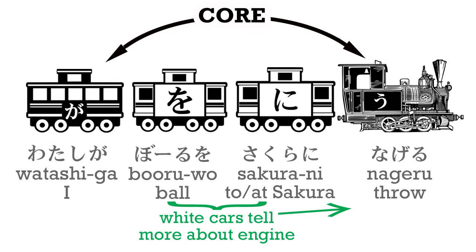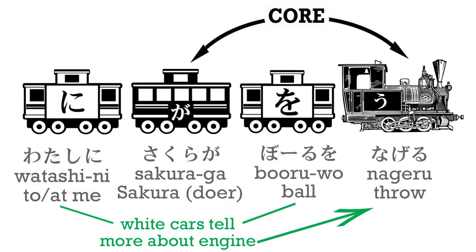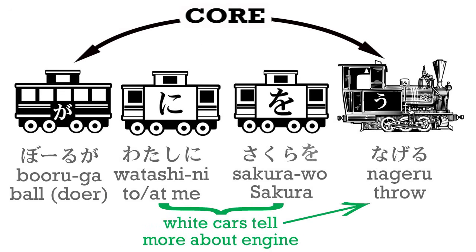And it's very important to note here that it is the logical particles ga, o, and ni that tell us what is happening. The order of the words doesn't really matter the way it does in English. What matters is the logical particles. So if I say, watashi ni Sakura ga boru o nageru, I'm saying Sakura throws the ball at me. If I say, boru ga watashi ni Sakura o nageru, I'm saying the ball throws Sakura at me. It doesn't make any sense, but we might want to say it in a fantasy novel or something. We can say whatever we like in Japanese, so long as we have the logic of the particles correct.